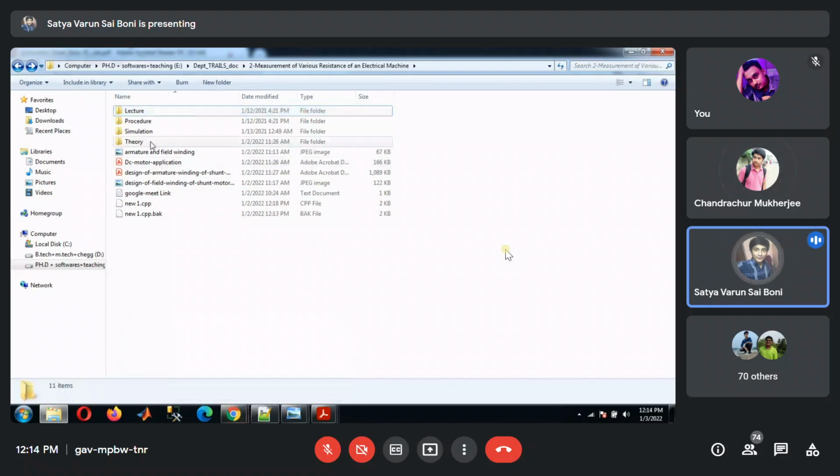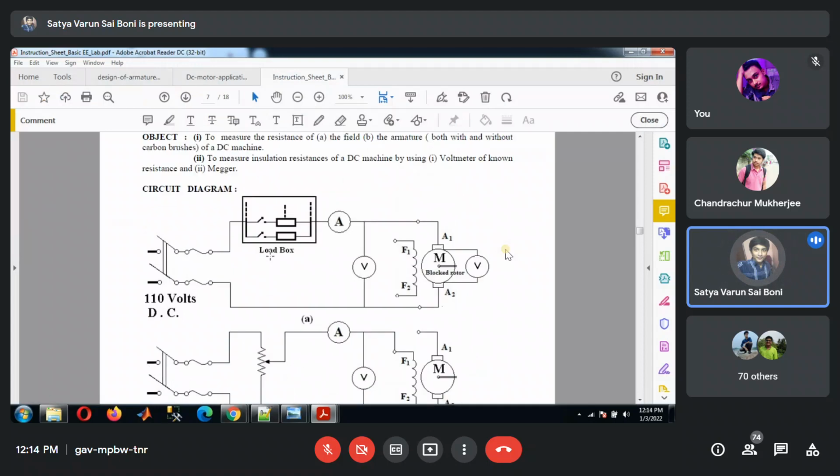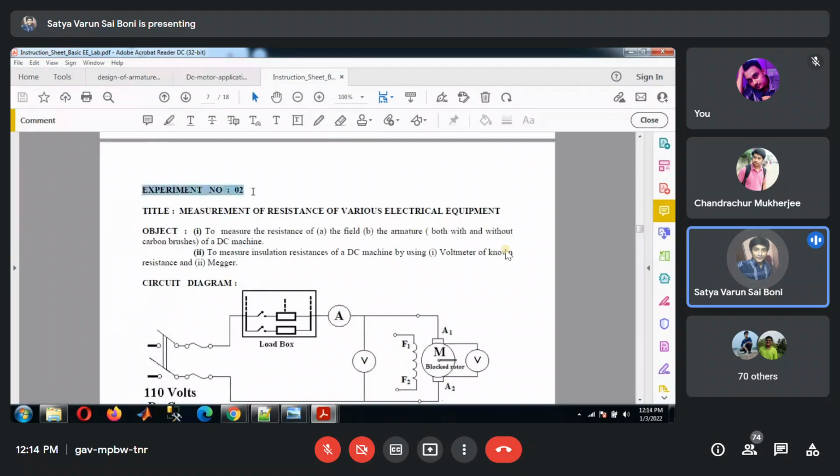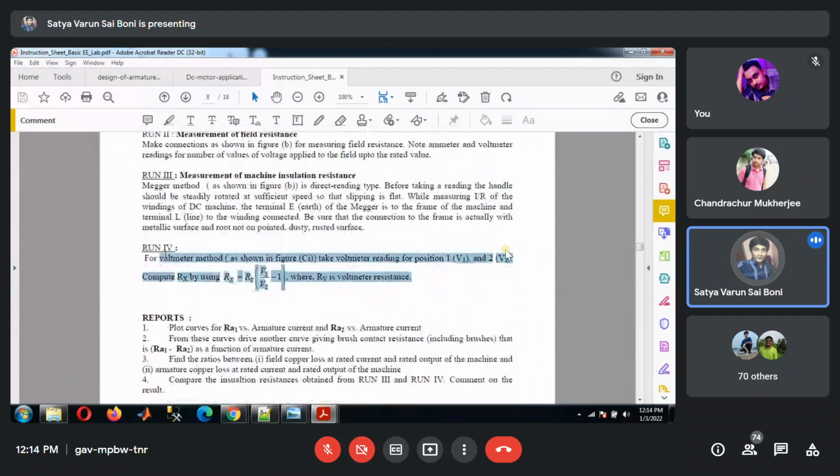Sir, from where do we have to write the report? I am telling you. Theory is there, one folder is there. You just go through the folder, and there is an instruction sheet. From that, there is experiment number 2. Experiment number 2, you write up to this point, run 4, okay.